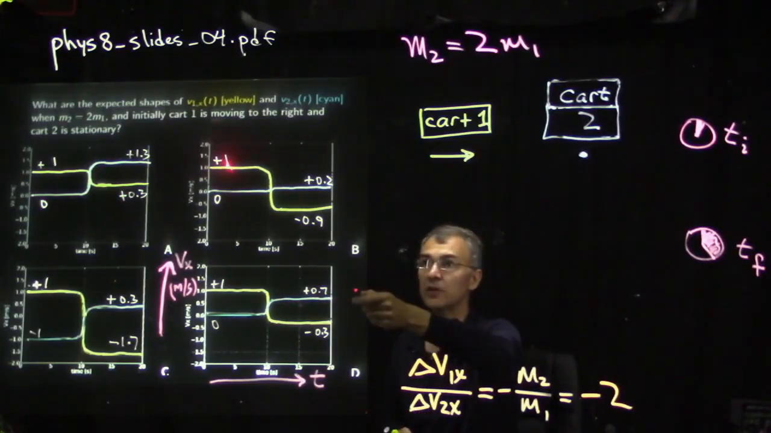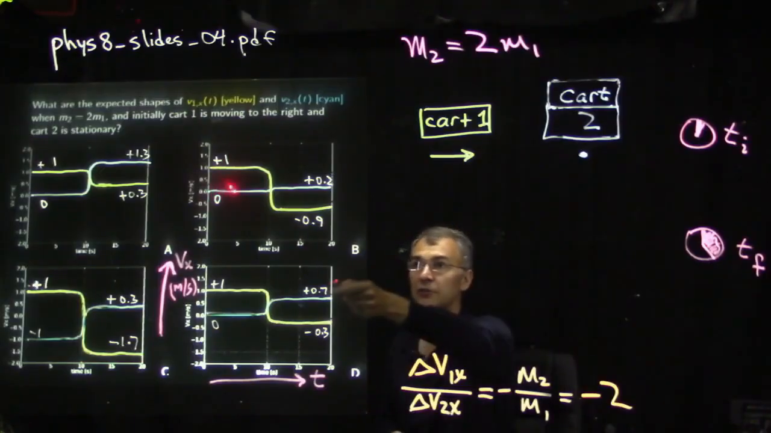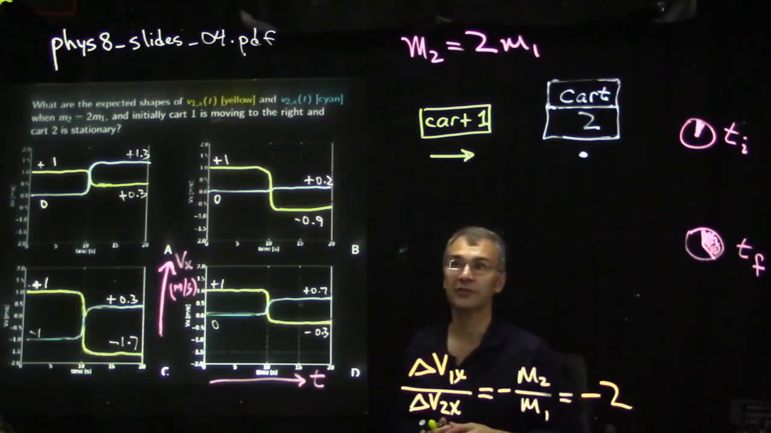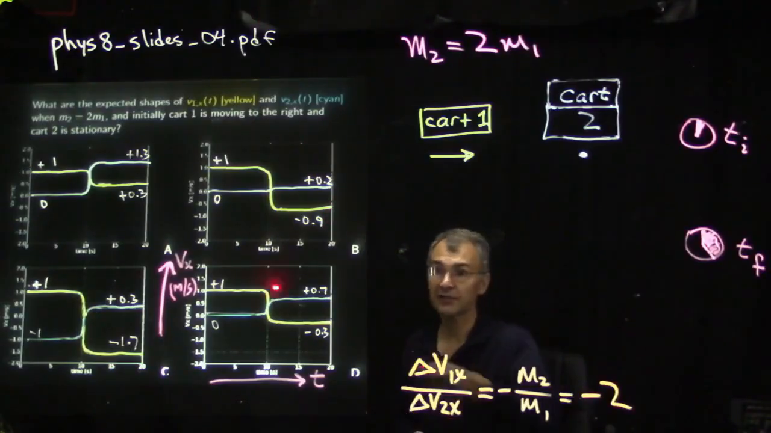Let's look at B. Cart 1 goes from +1 to -0.9, a change of -1.9 meter per second. Cart 2 goes from 0 to +0.2 meter per second. That's a ratio of -10. That would make sense if cart 2 were 10 times as massive as cart 1. Cart 2 is more massive than cart 1, but not by a factor of 10. It's only a factor of 2. Let's look at D, delta.